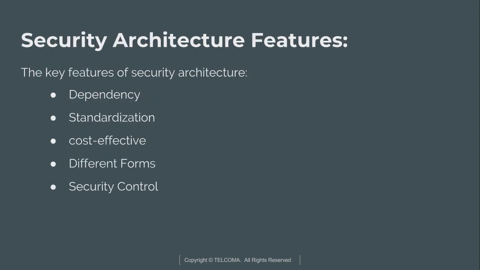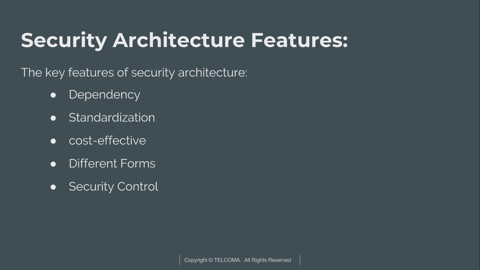Next are the security architecture features. So the key features of security architecture are dependency, standardization, cost effectiveness, different forms and security control. In the first, dependency, it signifies the relationship between the various components inside IT architectures and the way in which they depend upon each other. So here the security architecture shows the relationship and the dependencies of the different components in IT architectures.